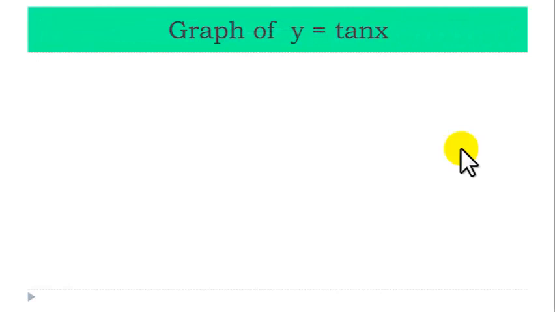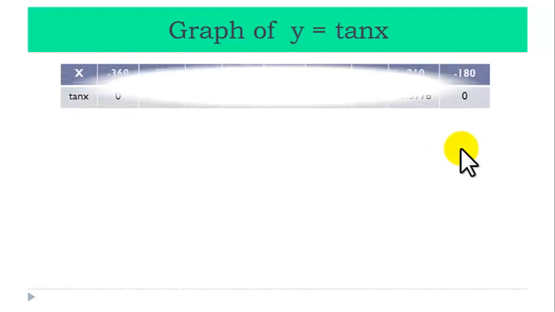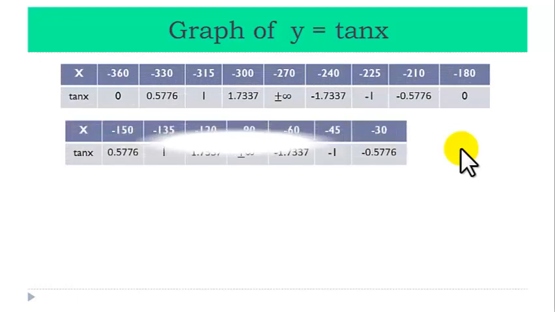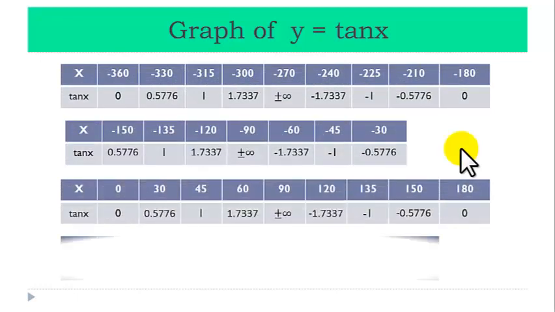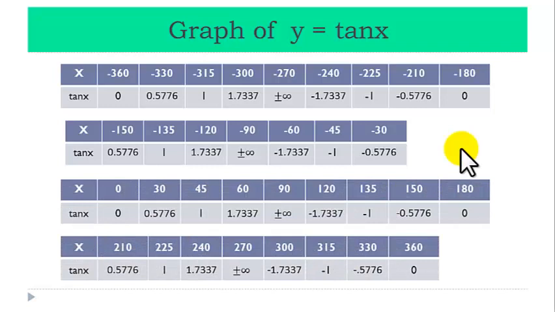Next is the graph of y equal to tan x. Again, we construct a table of values for values of x ranging from minus 360 to plus 360. And this is the table of values. Notice that in this case, we have added more special angles than in the case of sine x and cos x. This is to enable us obtain a nice plot for the graph of y equals tan x.